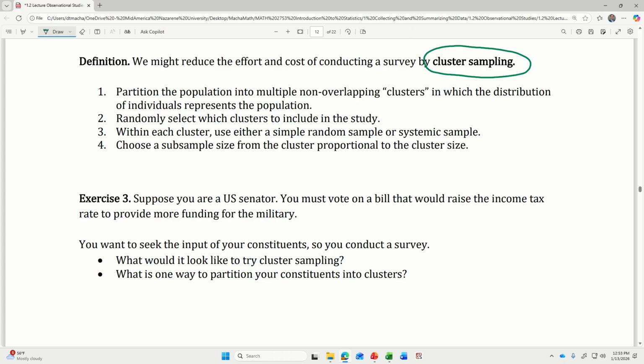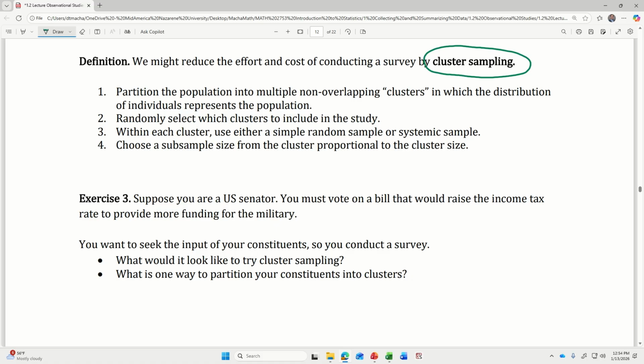For example, you're a US Senator, you must vote on a bill that would raise the income tax rate to provide more funding for the military. You want to seek the input of your constituents, so you conduct a survey. Stratified sampling might have you split people up into low income, middle income, high income, right? Because those people might vote a particular way, or maybe for something about the military, you might stratify into like left-leaning, independent, right-leaning, or something like that politically. But that's not what we want. We're not doing stratified. We're trying to do a cluster sample.